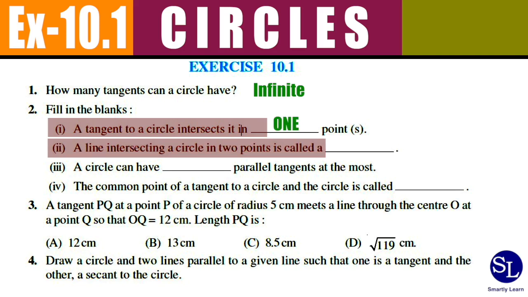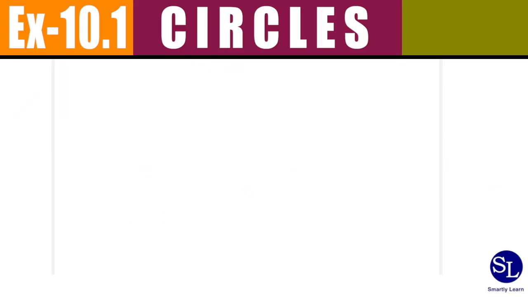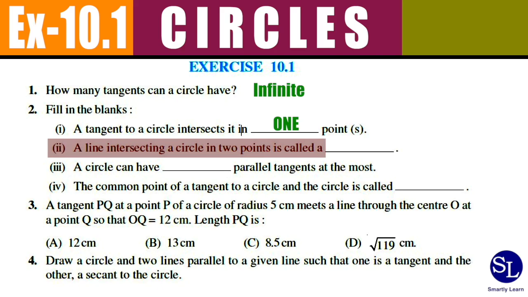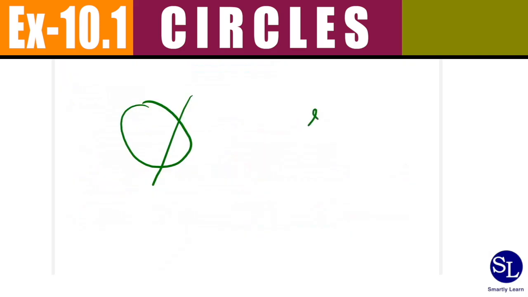Now the second subdivision, a line intersecting a circle in 2 points is called as. See, if you draw a line to a circle at 2 points like this, it is referred to as a secant. So the answer to the second question is secant.